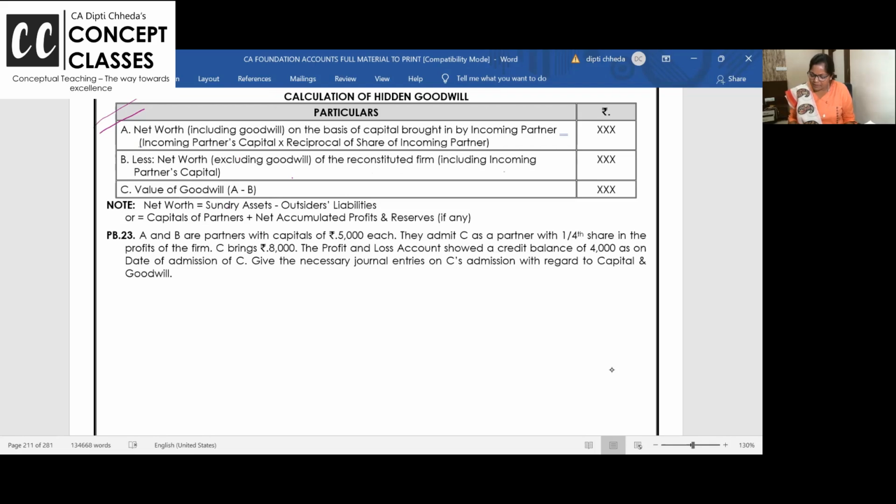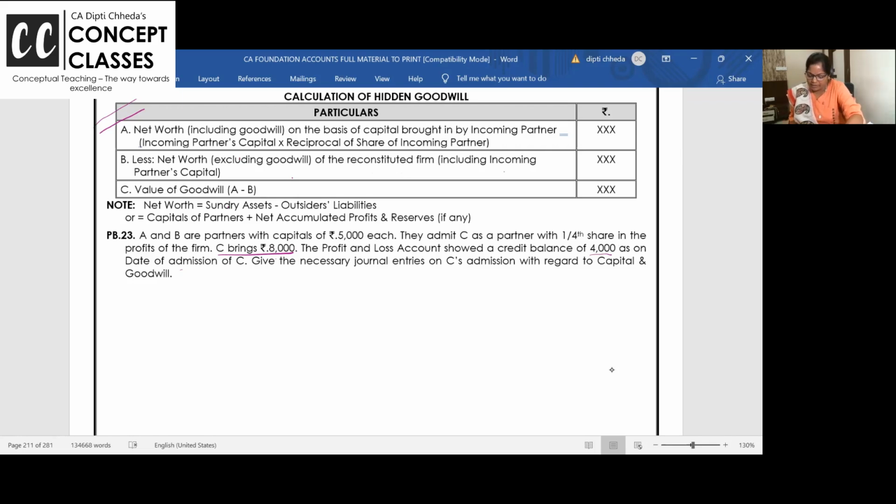A and B are partners with capital of 5,000 each. They admitted C as a partner with 1/4 share in the profits. Now C brings in 8,000. Look at the language, you can double underline this. C is bringing 8,000 and the profit and loss showed a credit balance of 4,000 as on the date of admission of C. Now give the journal entry for the admission of C.